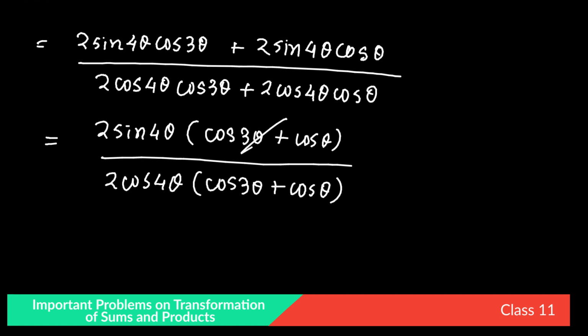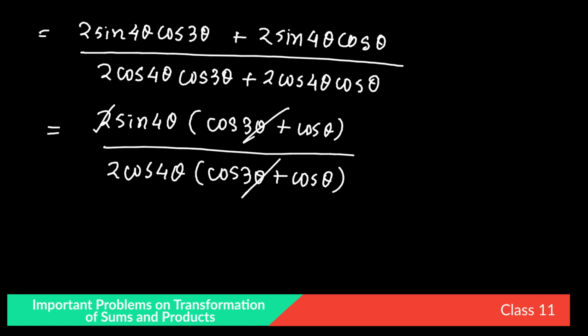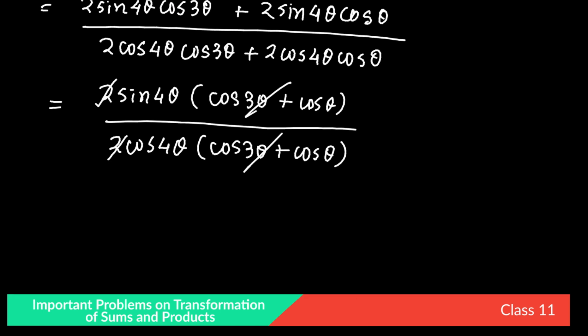So you can see this and this getting cancelled, 2 getting cancelled, so it is sine 4 theta by cos 4 theta, that means what? It is tan 4 theta equal to RHS. Proved.